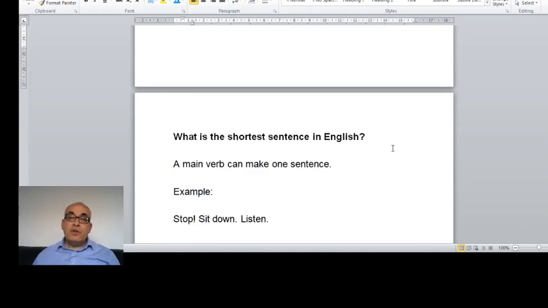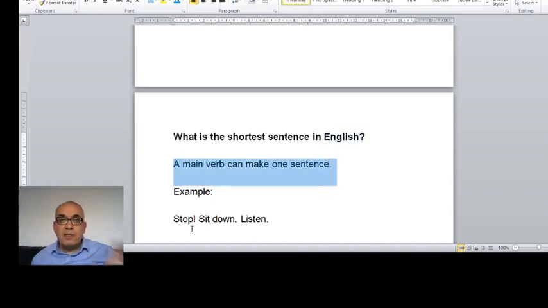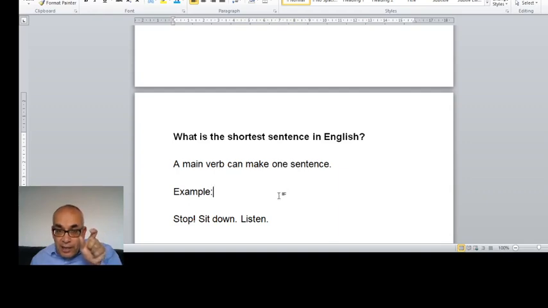This question is for you. What is the shortest sentence in English? The shortest sentence. How can you write a very, very short sentence? The answer is a main verb can make one sentence. So if you say stop, this is a sentence. Sit down, this is a sentence. If you say listen, this is a sentence. And this is the shortest sentence in English. So you can use one main verb, and this verb is a sentence.